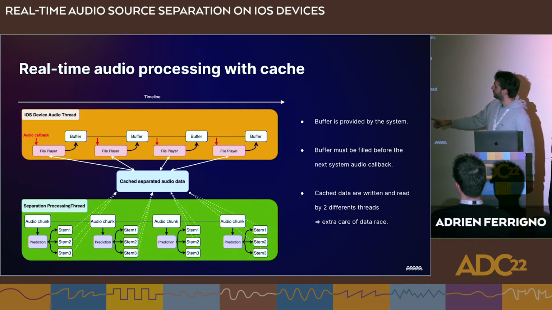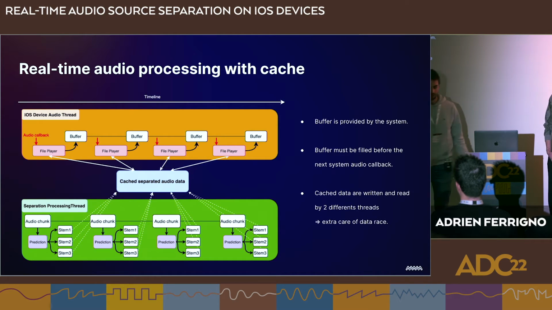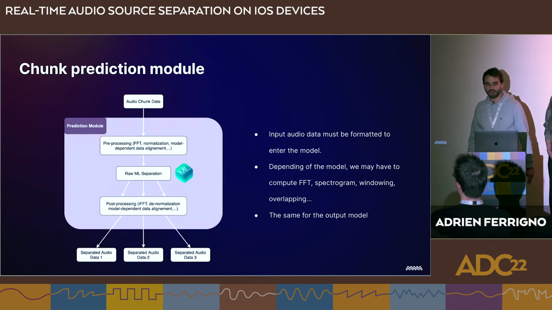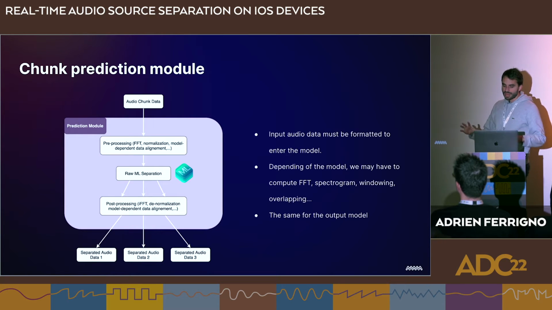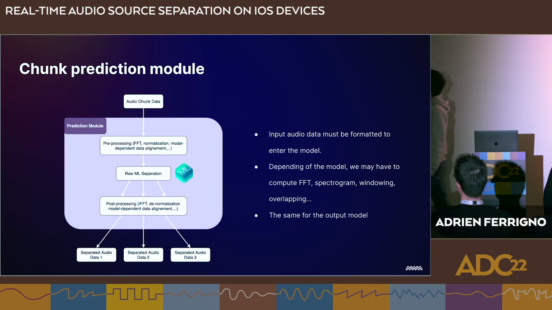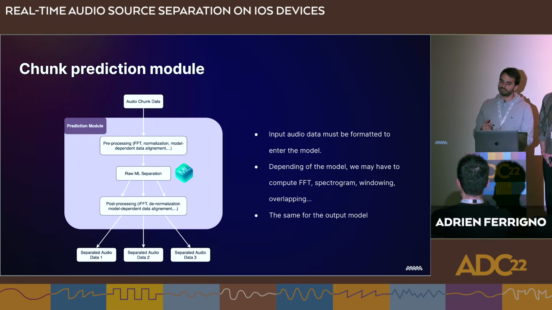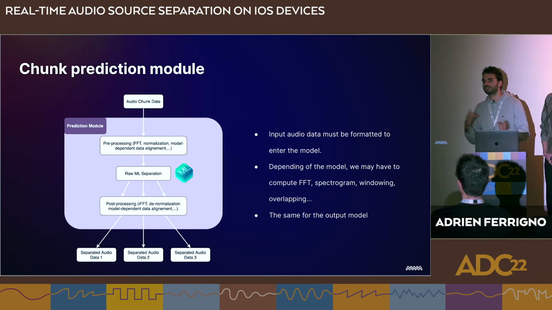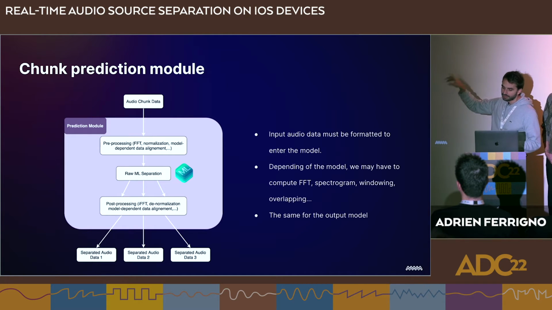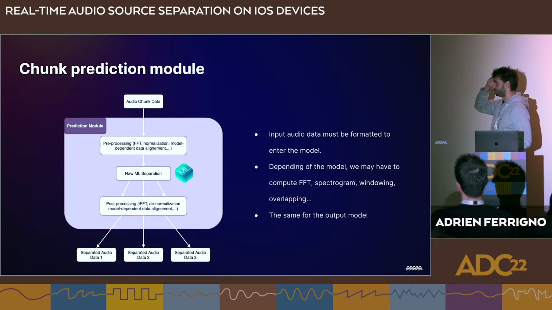I'm just going to dive a little bit into this module, the prediction, which is the heart of the separation. The raw ML separation itself is just a call to the Core ML API, and this is what is done in the middle here. But before and after, there is a lot of work. There is a lot of pre- and post-processing, like FFT, spectrograms, and data alignment that are specific to models. This pre- and post-processing we coded ourselves. It was a huge work, and of course, these processing phases must be optimized to run as fast as possible.